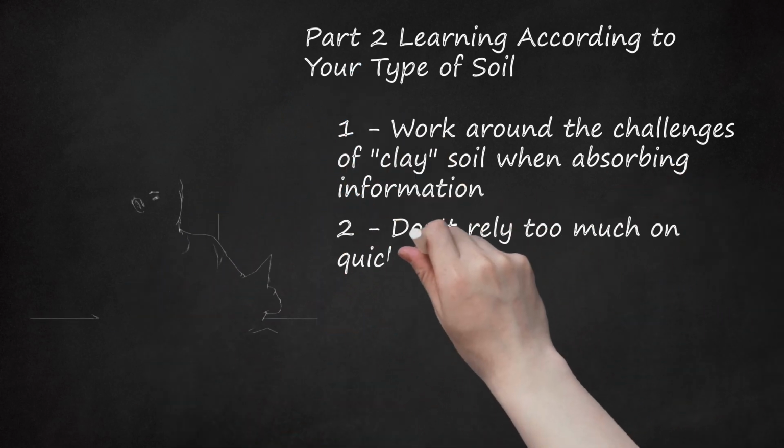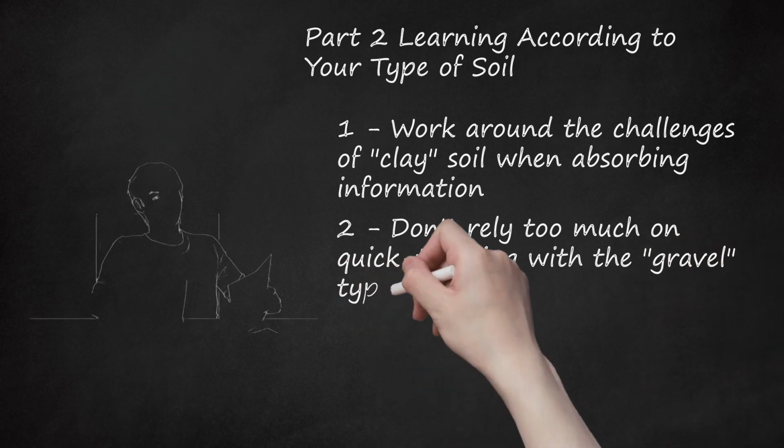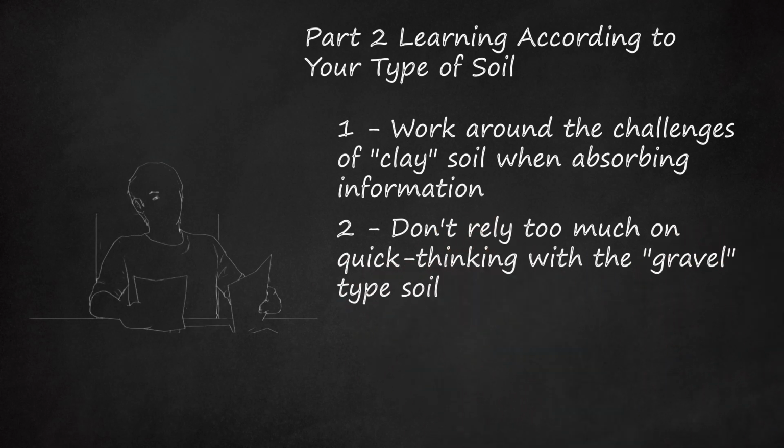2. Don't rely too much on quick thinking with the gravel-type soil. If your brain is a gravel-type soil, you absorb information more quickly, just as gravel lets through more rain to the groundwater. It can be helpful to absorb information more quickly, but on the other hand, it may lead you to think that you can put off studying.